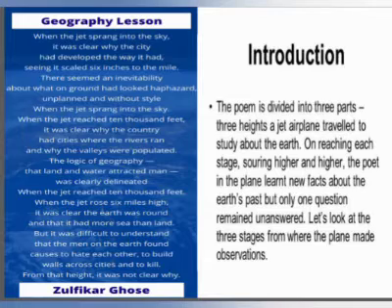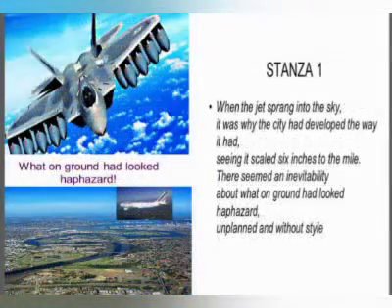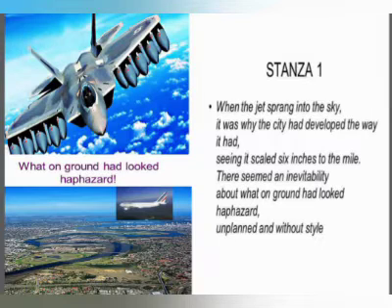Now let's discuss the detailed summary of this poem after going through the poem stanza-wise. So with stanza 1, let's start. When the jet sprang into the sky, it was clear why the city had developed the way it had. Seeing its scale, 6 inches to the mile, there seemed an inevitability about what on ground had looked haphazard, unplanned, and without style.